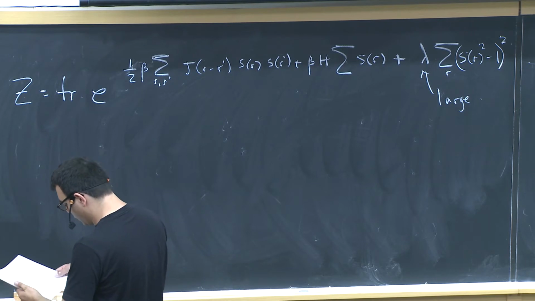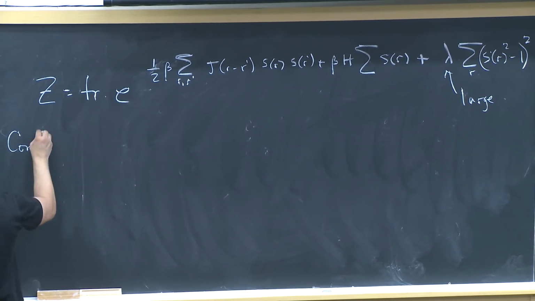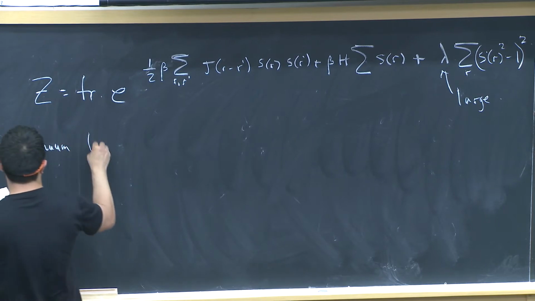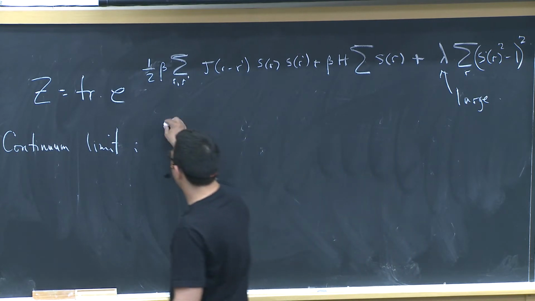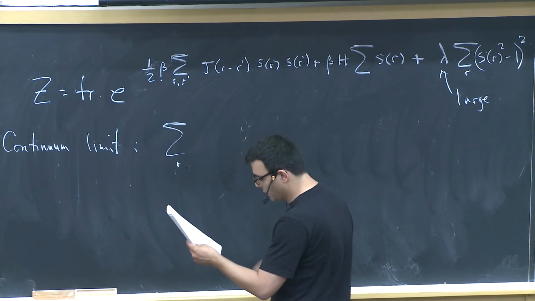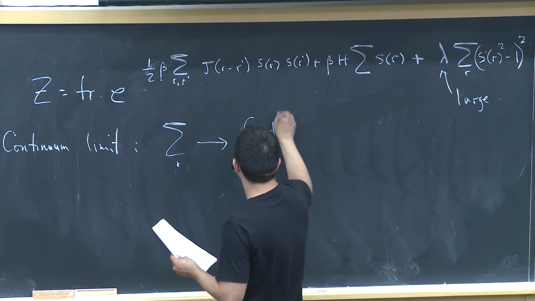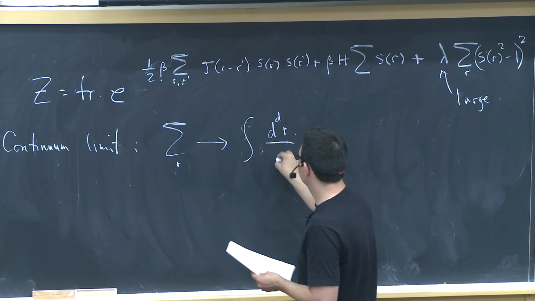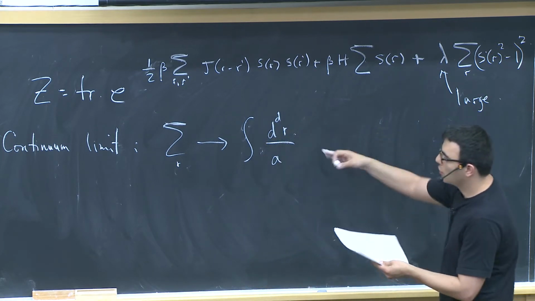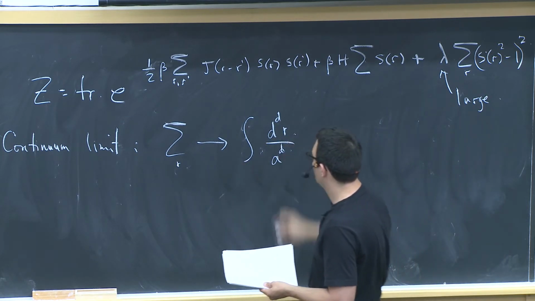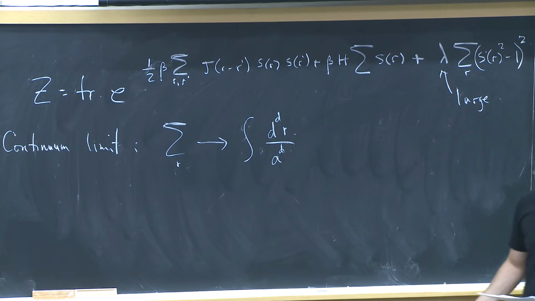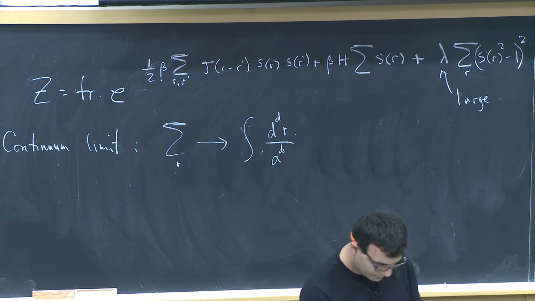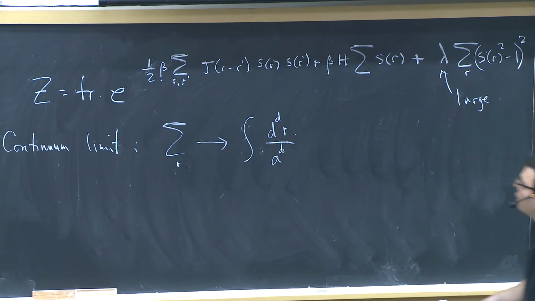And then we can just take the continuum limit. In order to take the continuum limit, replace the sum over r by the integral over r. This sum over r was dimensionless, so when we turn it into an integral, we should divide by the cutoff to the dth power. So a would be the lattice spacing in this case.